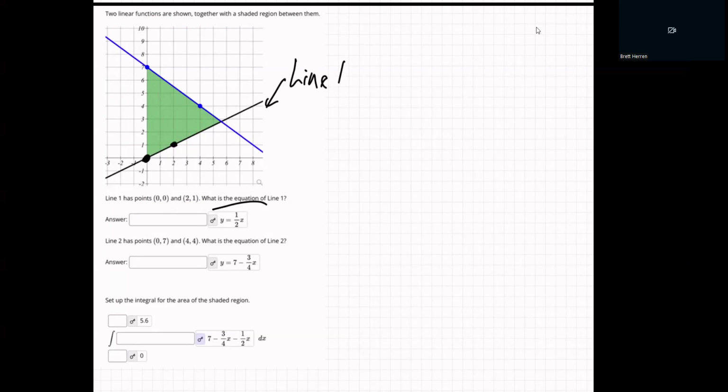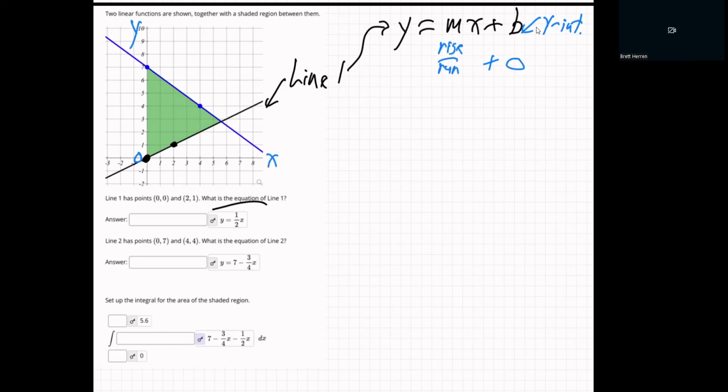So what's the equation? How do you find the equation of line 1? Well, it's y equals mx plus b, right? Because it's a line, just x to the first power. So what's the b? It's the y-intercept. You can tell the y-intercept: it hits the y-axis, this is the x-axis, at a height of 0. So that's just 0. The slope is rise over run, right? That's what m is, slope.